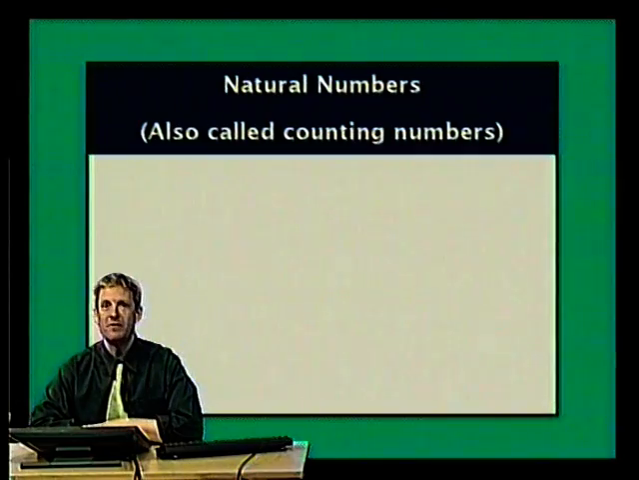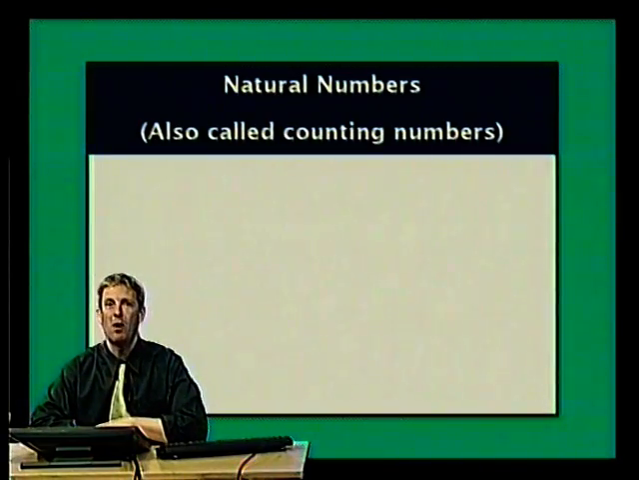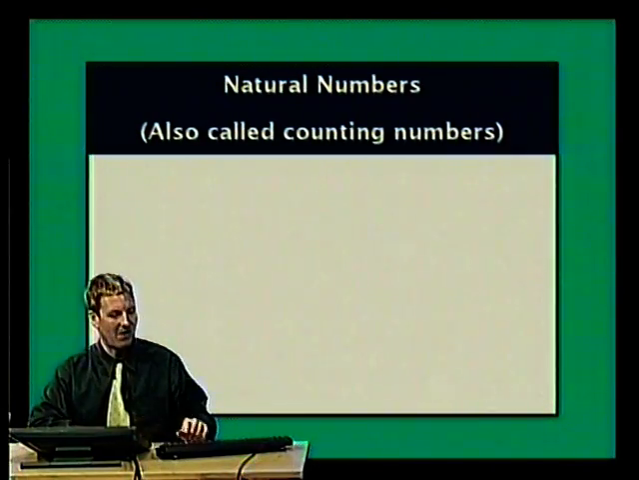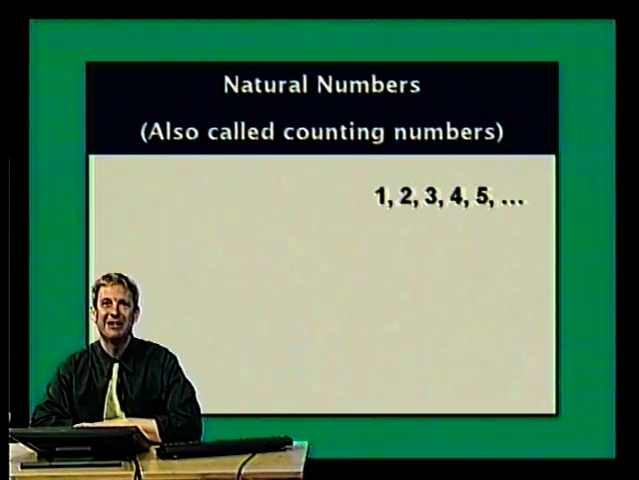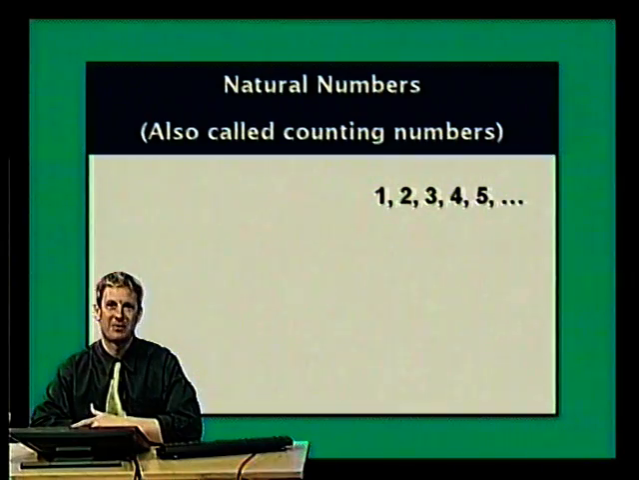The first type of numbers that almost everybody encounters as they're growing up are what we call natural numbers. And natural numbers are also called counting numbers. The reason they're called counting numbers is because they're the numbers we use when we're counting objects. 1 apple, 2 apples, 3 apples, 4 apples. These are the natural numbers, also called counting numbers.